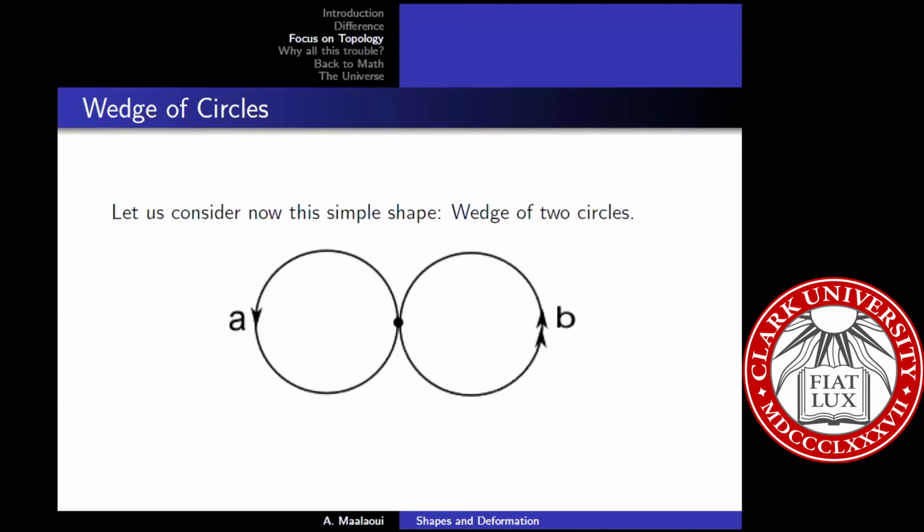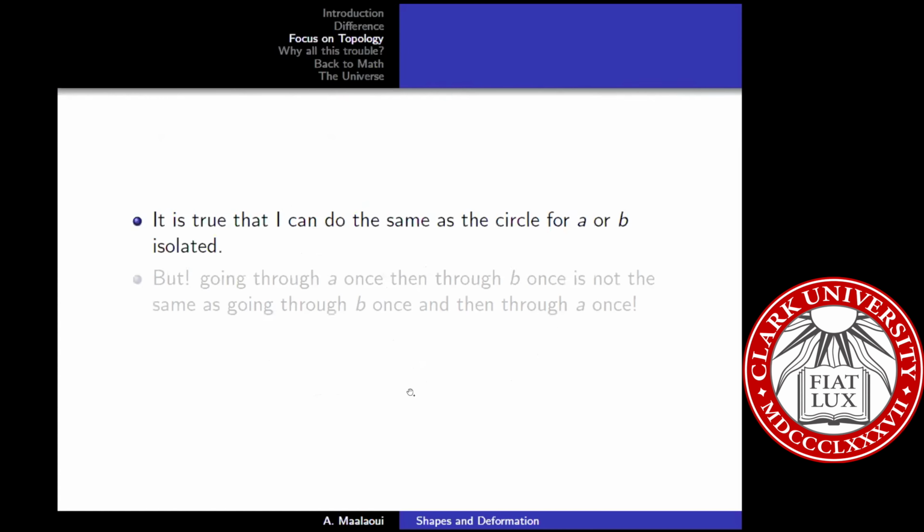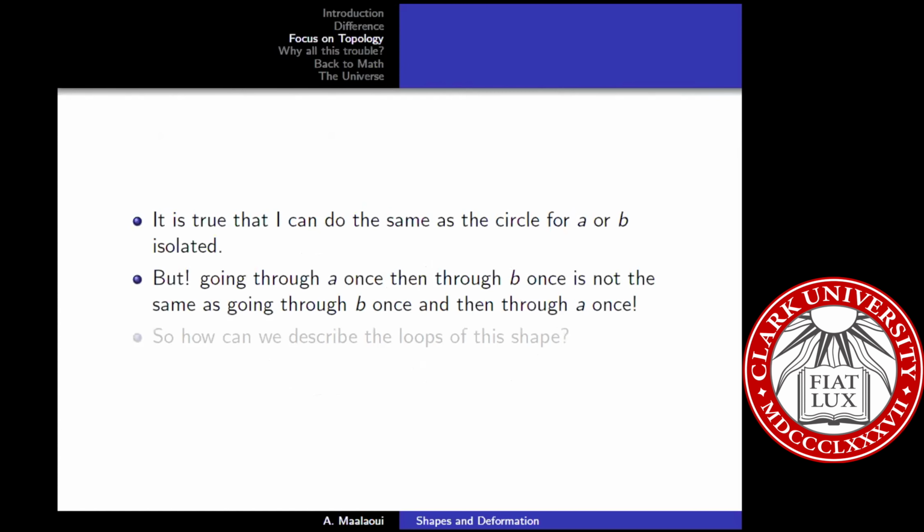All right, let us compare it to another simple object. Take 2 circles. They are touching in one point. So you have the loop A and the loop B. Of course, you can do the same as the circle for each one of the loop A or the loop B isolated. But there is a problem here. Going 1 time through A and then through B is not the same as going through B and then through A. It's not the same. You cannot deform one to the other.